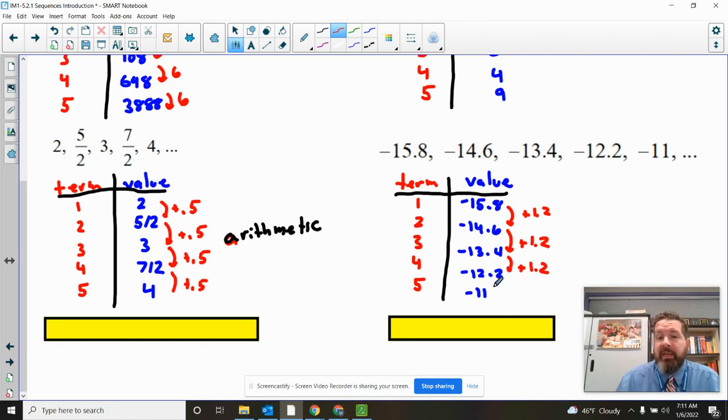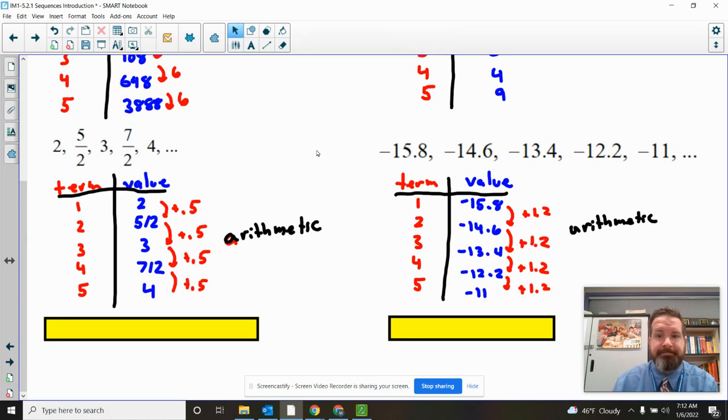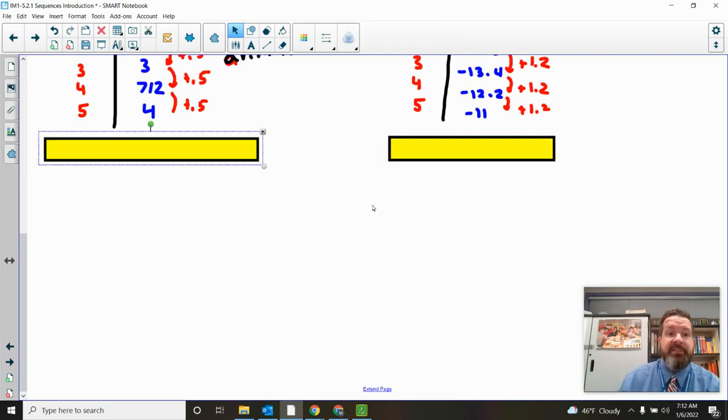And I can also tell by looking at this one that same thing is going to happen. Negative 12.2, if you add on 1.2, you're going to get less negative. And the 0.2 will cancel down to a 0.0. So yeah, plus 1.2 again. So we are adding the same number each time. This is another arithmetic sequence. Very, very nice. Okay, we are in the home stretch. Let's take a look at these last two.